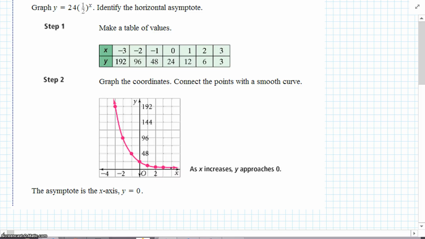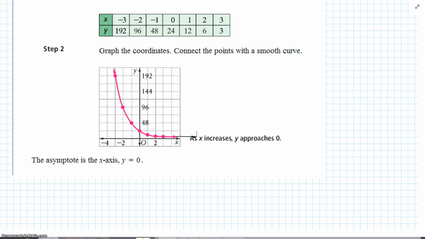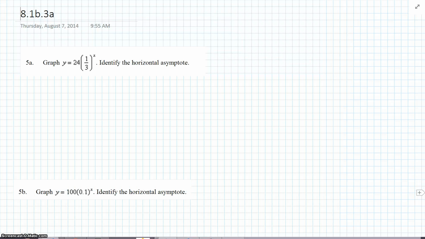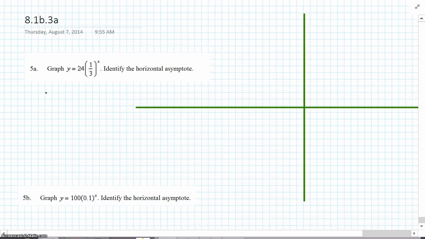Does that make sense? As x increases, we go to the right, y approaches 0. It will never get to 0, though. It will never, ever get to 0. So the asymptote is the x-axis, or y equals 0. All right. Graph y equals 24 times 1/3 to the x power. Identify the horizontal asymptote. Okay, so for the first one, let's make x and y values.